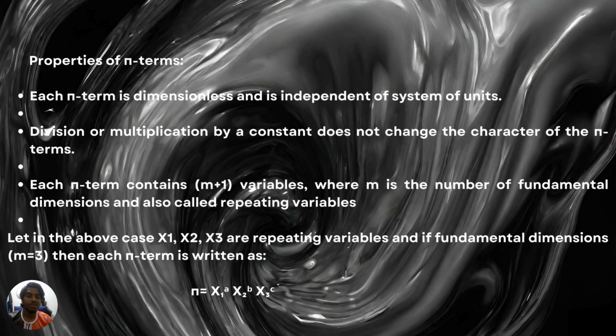Each pi term contains m plus 1 variables, where m is the number of fundamental dimensions, also called repeating variables. In both cases x1, x2 are repeating variables, and if the fundamental dimension m equals 3, then each pi term is written as pi equals x1^a, x2^b, x3^c and so on. Buckingham's pi method is, I would say, compared to Rayleigh's method, a more favorable method in determining the dimension of a system or property.